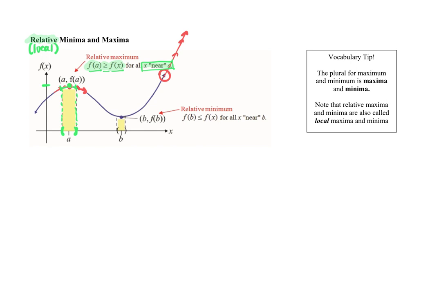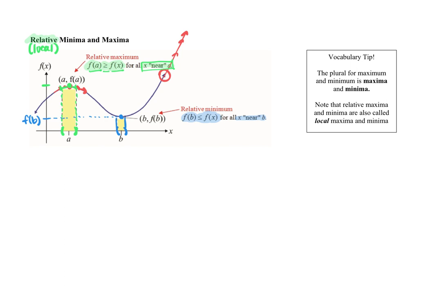And then the same is true for a relative or a local minimum. So this reads that f(b) is less than or equal to f(x) for all x near b. So same idea here. If we're just somewhere close to x equals b, so somewhere in this little neighborhood, and we're looking at this y value, if I were to come across and analyze this y value here, this y value would be the value of f(b).